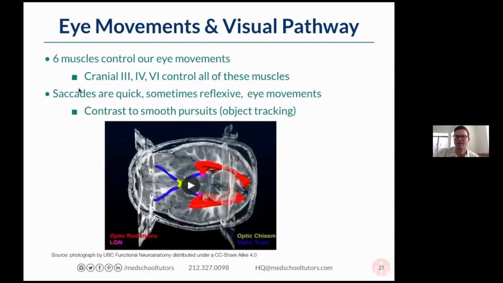All right, and then just to name things that you'll see, saccades are our quick movements, right? So if I told you to look up, left, right, those are saccades. Your ability to track my finger is smooth pursuits, and those are mediated by different stuff, and you don't have to worry about it. So the eyes are up here, right?